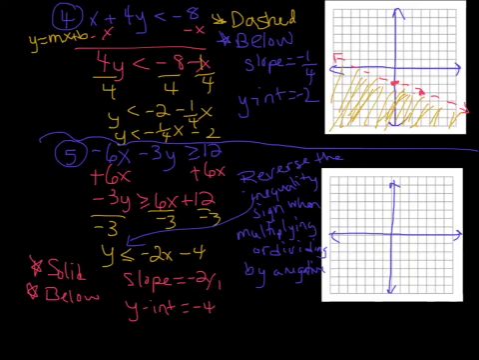So I'm going to go ahead and draw my y-intercept down at negative 4. I go down 2, right 1, and draw my line from there. Don't forget it's solid. We're going to shade below the line. And it's going to look like that.